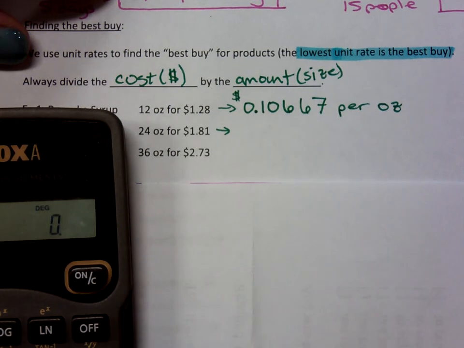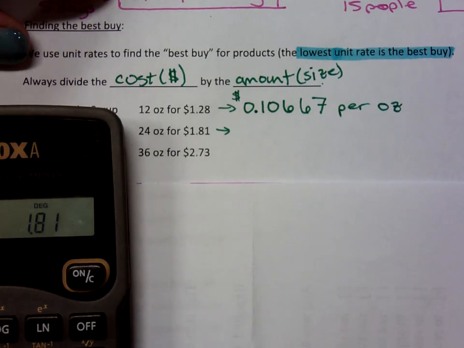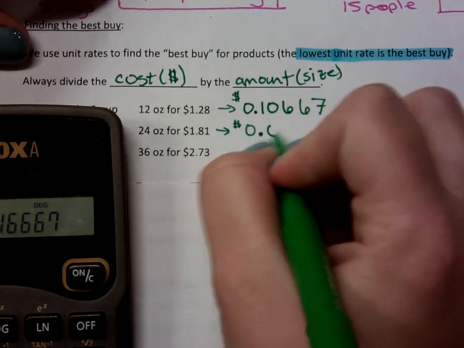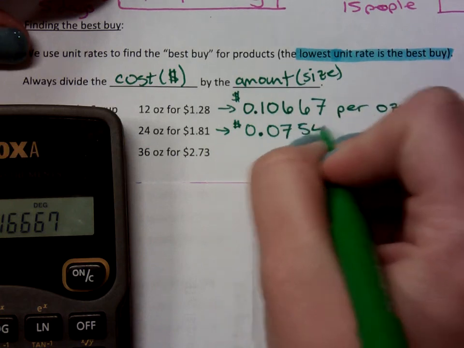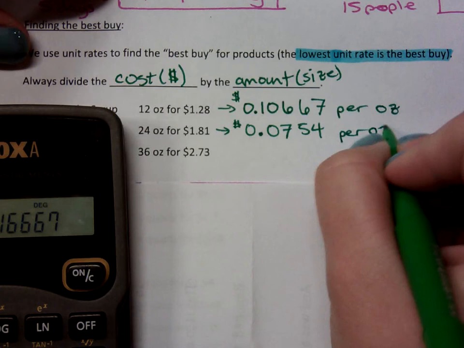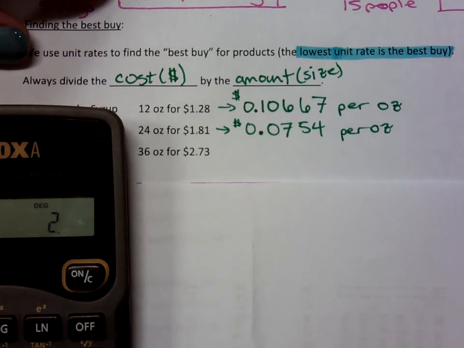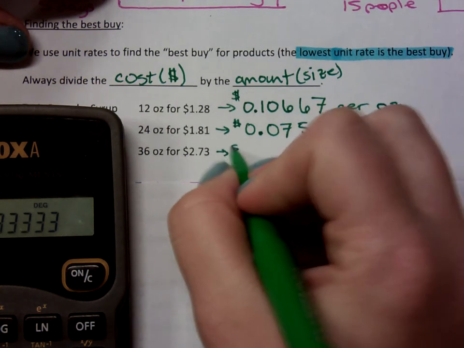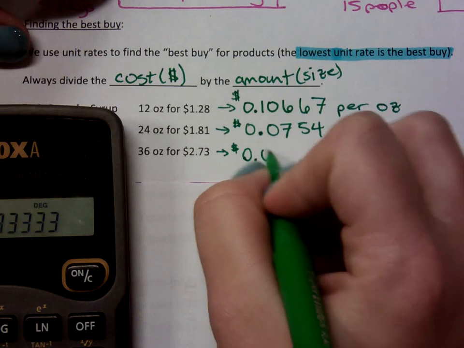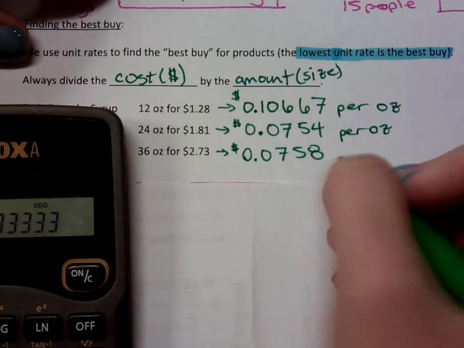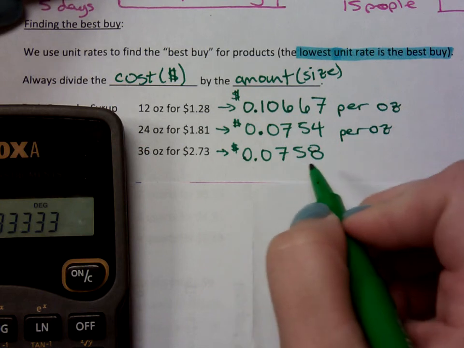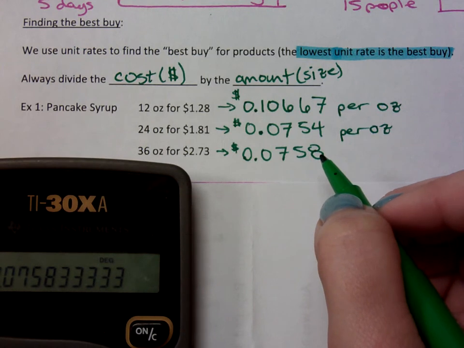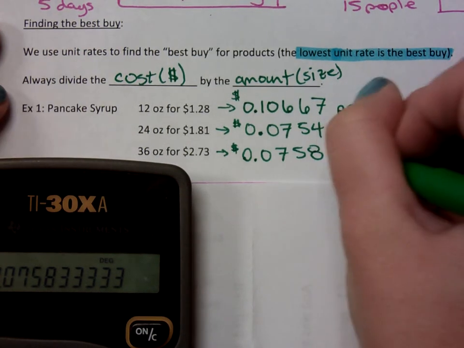Here, $1.81 divided by 24. That's 0.0754 per ounce. And 273 divided by 36. That's 0.0758. So like I said, you really have to take these out. I would say 4 or 5 decimal places because they can get fairly close together per ounce.